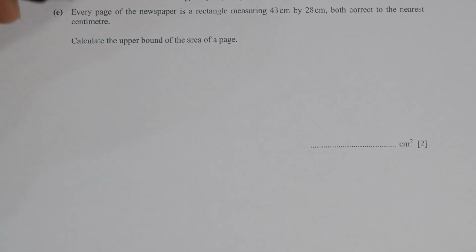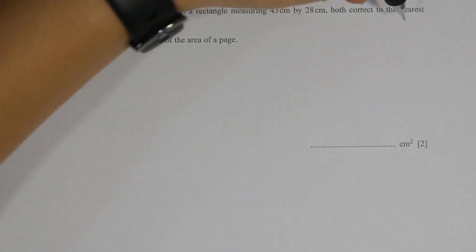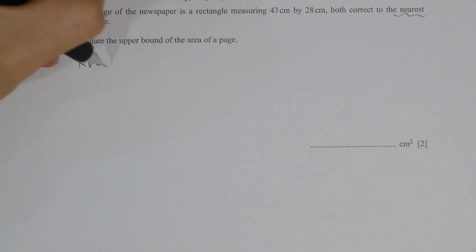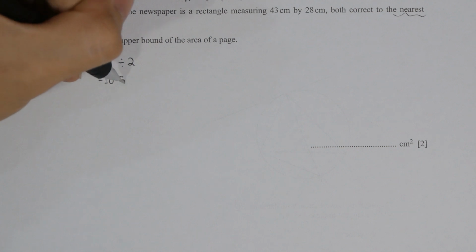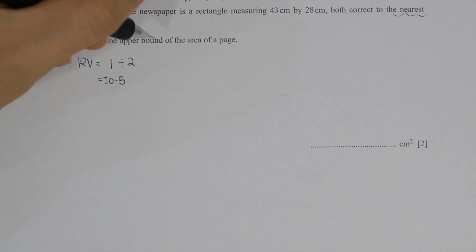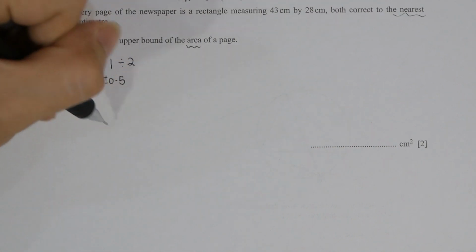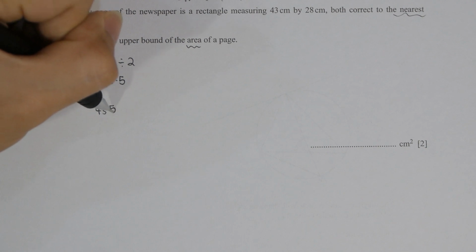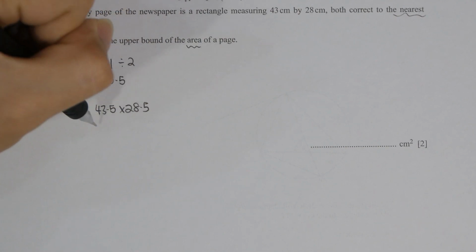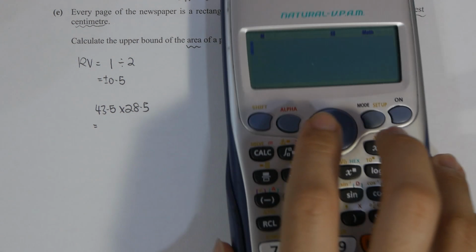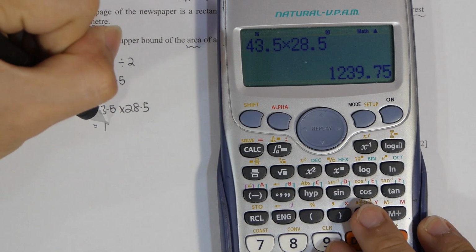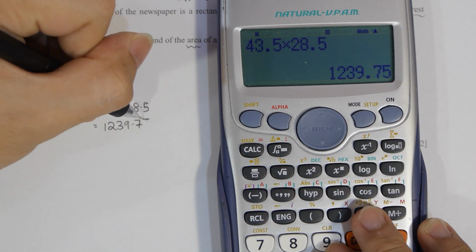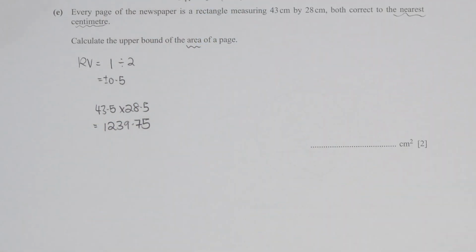Question E. Keyword here: upper bound. I first find the rounding value, using nearest centimeter. So I took 1 divided by 2, you get plus minus 0.5. To calculate the area, just take 43.5 times 28.5 equals 1239.75 cm squared.